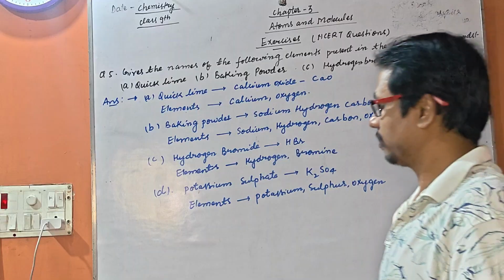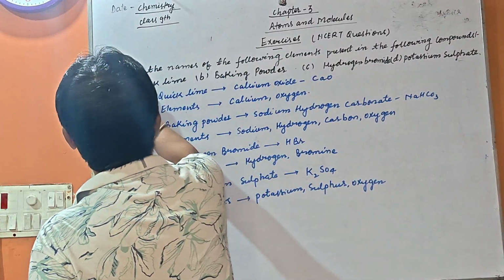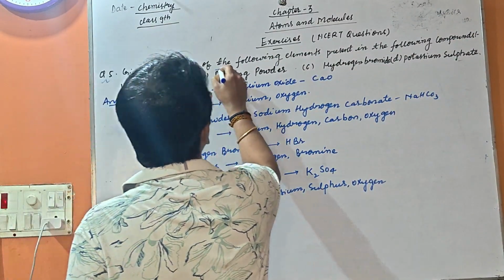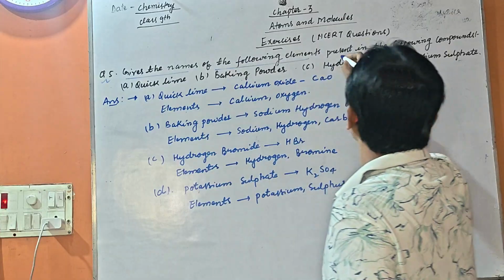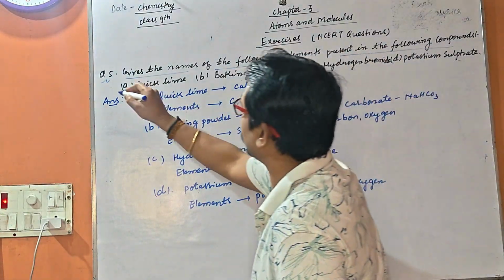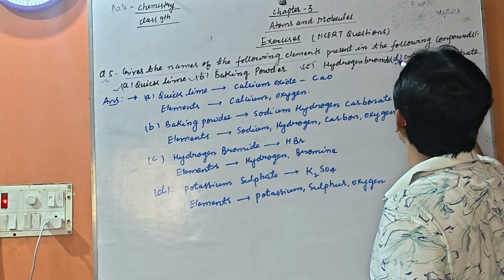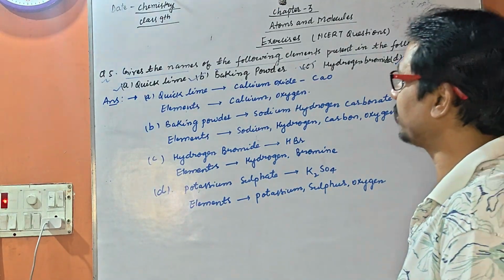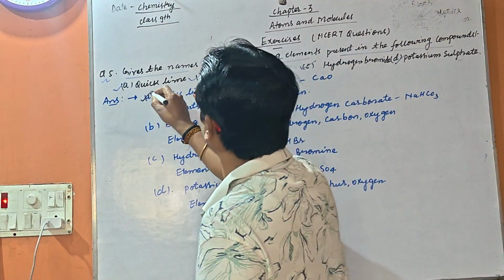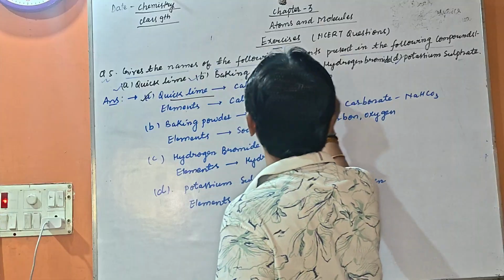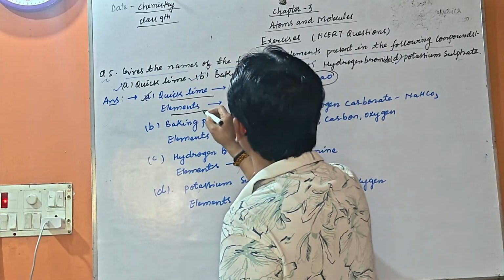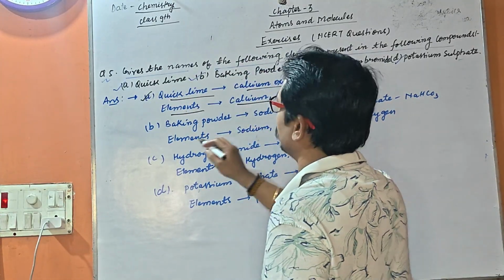Question number 5 gives the names of the elements present in the following compounds: quicklime, baking soda, hydrogen bromide and potassium sulfate. So let us understand quicklime. The formula of quicklime is calcium oxide. The formula is CaO. Elements present are calcium and oxygen.